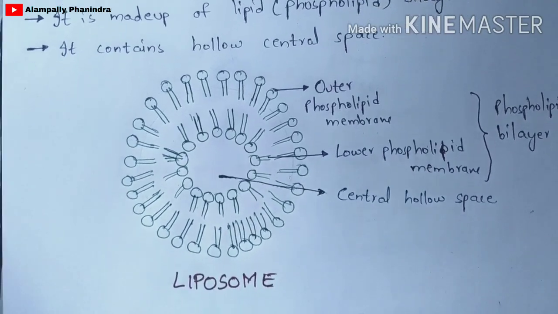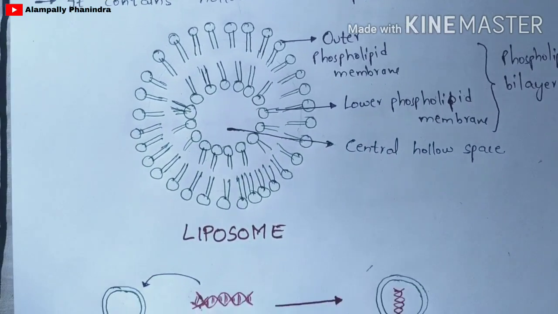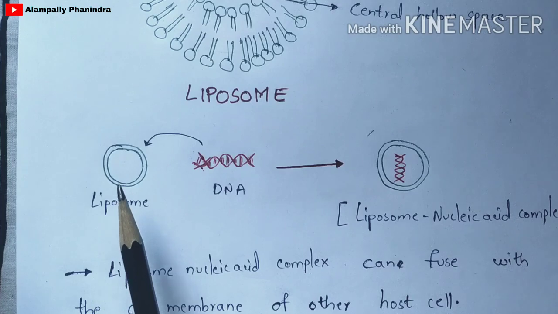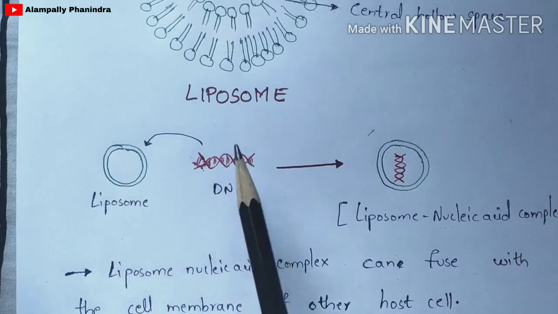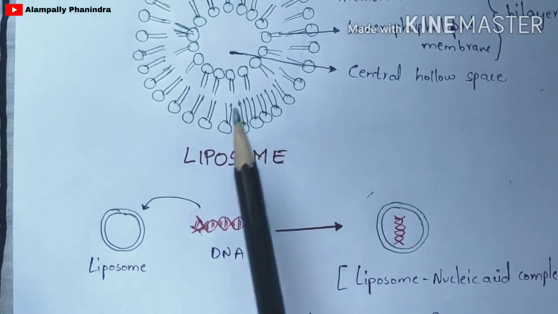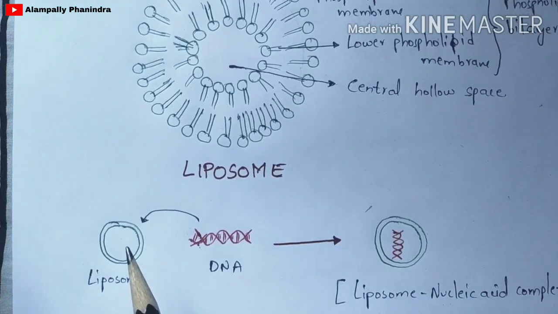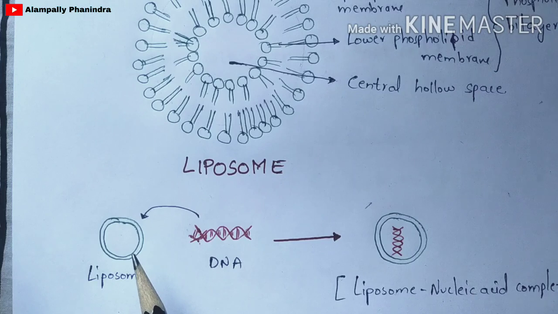Now let us learn the technique involved in lipofection. It is also called lipofection. Let us discuss the total technique involved in this lipofection. Now we are going to take a liposome. This is a complex structure drawn to understand the purpose, and this is a normal simple structure which you have to remember. So now this will be your liposome.